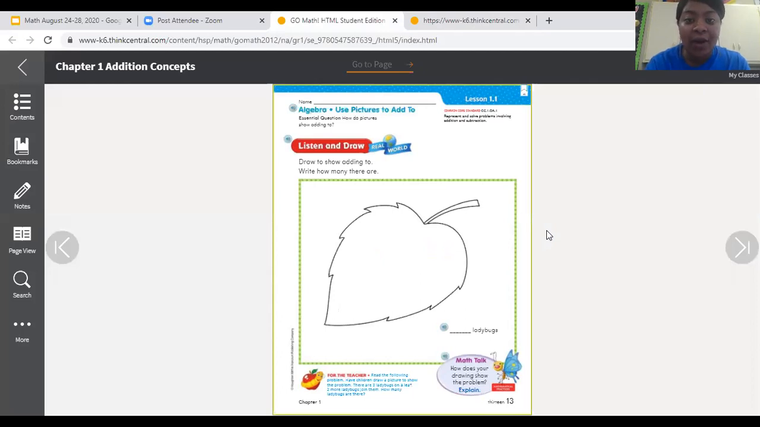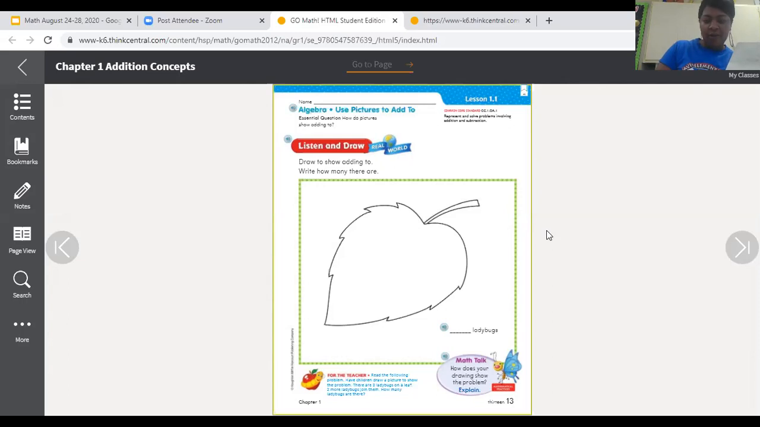All right, we are going to make sure that we're open up to page 13. There's a 1 followed by a 3. It should look like this. You should be looking at a picture of a leaf. All right, so let's see. We're going to do some listening and some drawing.